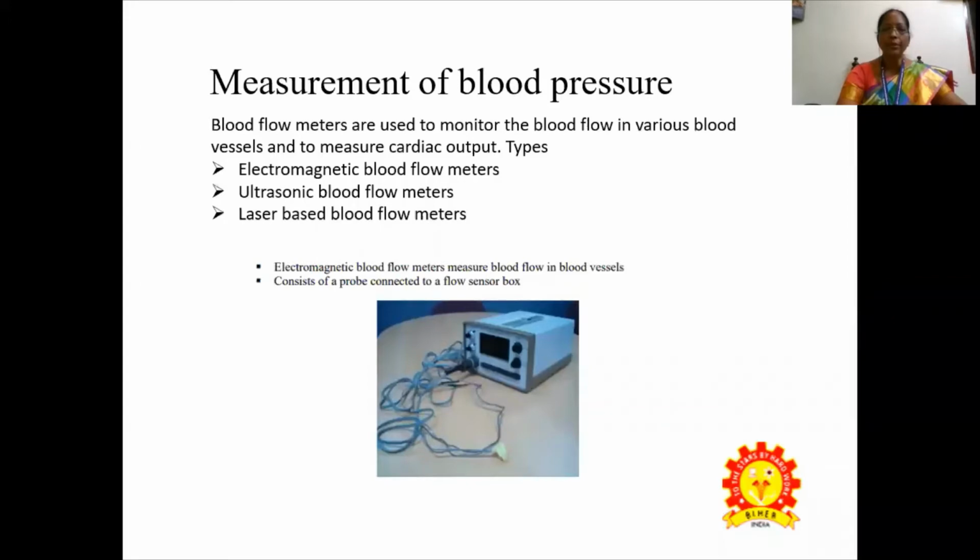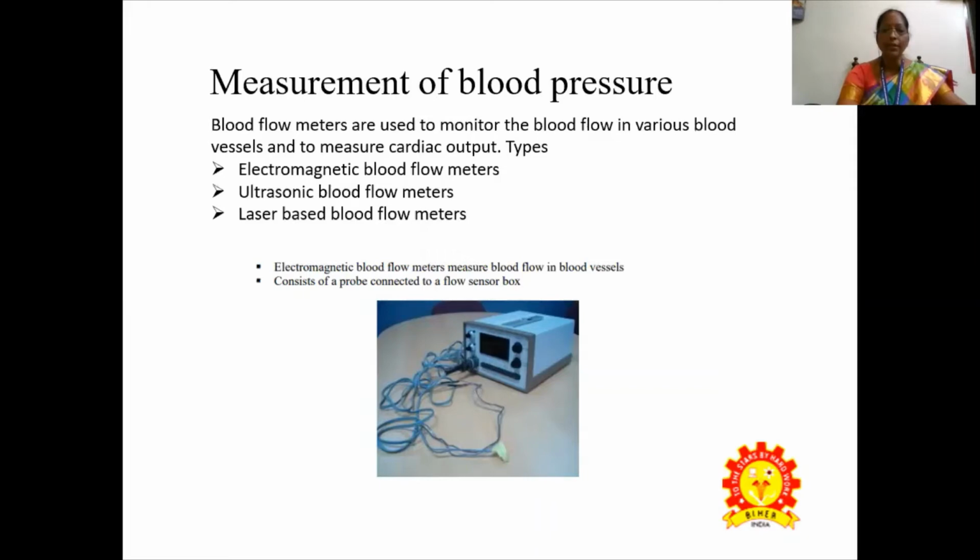Measurement of blood pressure. Blood flow meters are used to monitor the blood flow in various blood vessels and to measure cardiac output. The types of blood flow meters are electromagnetic blood flow meters, ultrasonic blood flow meters, and laser based blood flow meters.